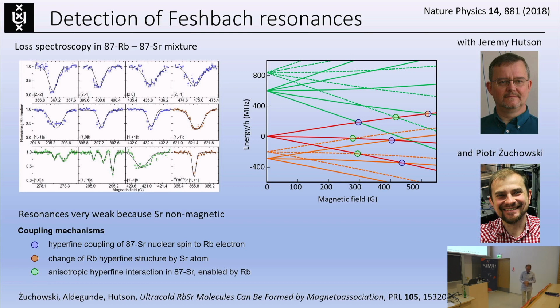Now, all these resonances, they are quite narrow, as Matthew explained already, even narrow, like milligauss level narrow, and the good ones are only at high fields above 500 Gauss.